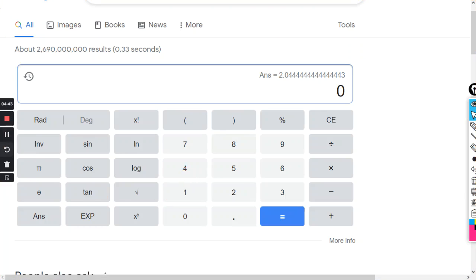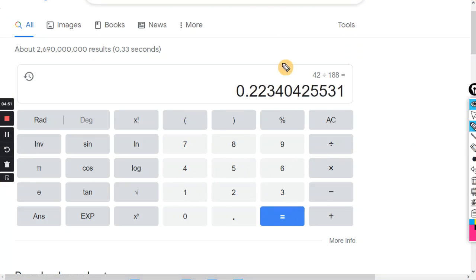Okay, so we have 42 divided by 188, hit equals, and we're looking at 2 decimal places. So you look at the 3rd decimal. If it's less than 5, you round it down. So this is just 0.22. The rest of it you can ignore.